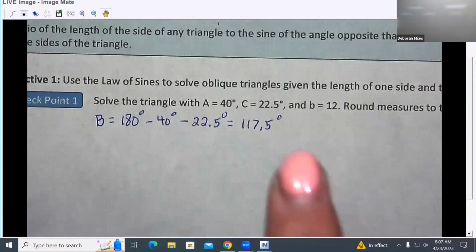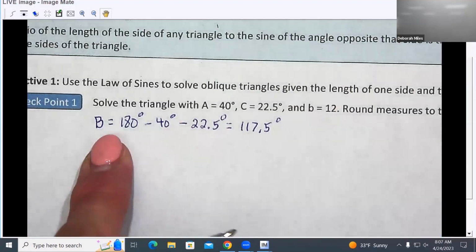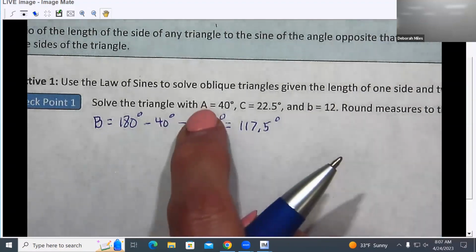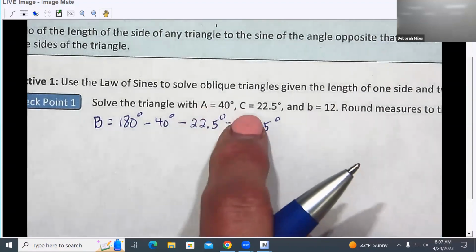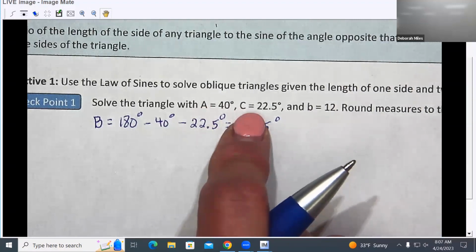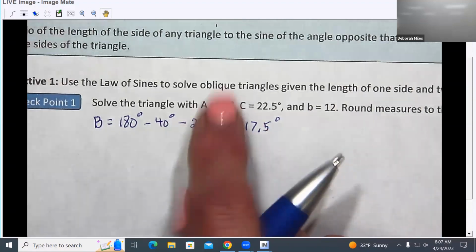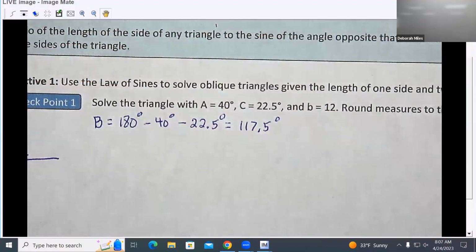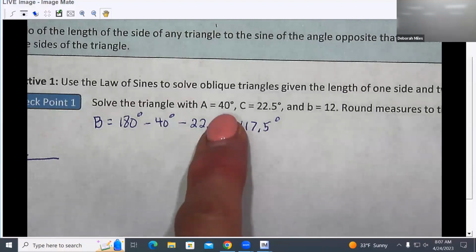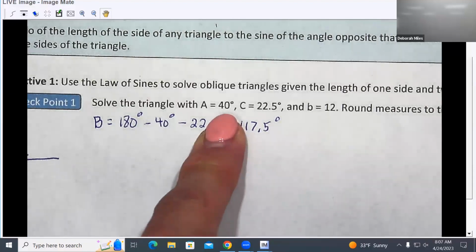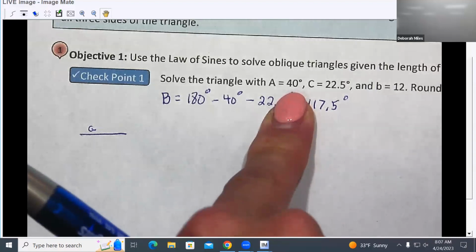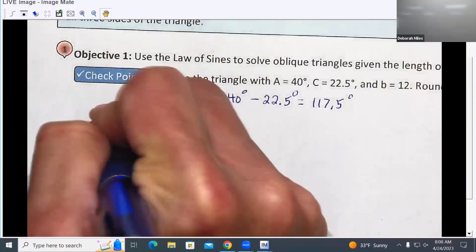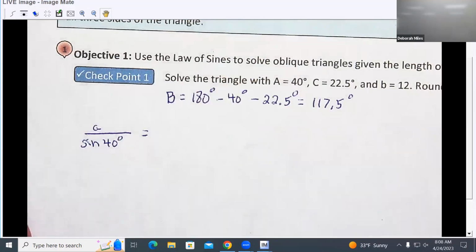Now that we have side little b and angle big B, we can use the law of sines. And it doesn't matter if we find side a or side c first. Eeny, meeny, miny, mo. If you want to find side a first, then you would have a over what? Sine 40 degrees, because each ratio is a side and the sine of the angle opposite it. So a over sine 40 degrees equals what?